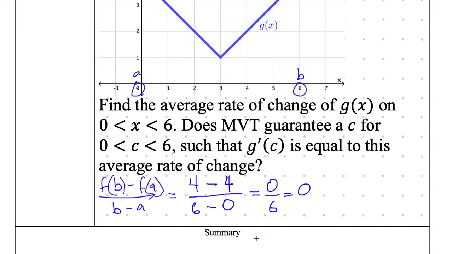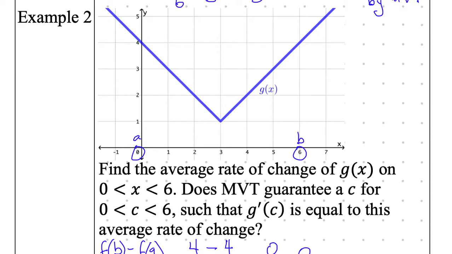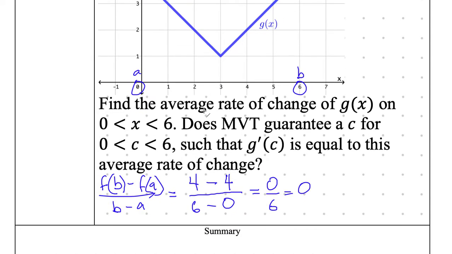Okay, so we found the average rate of change on that interval. The average rate of change on this interval, 0 to 6, is 0. And that makes sense because if I drew the line that represents the average rate of change, the line looks like this. It has a slope of 0, right? It all makes sense graphically. Okay, now it's saying, does mean value theorem guarantee somewhere in between A and B, that C is in between A and B, such that the tangent line slope is equal to the average rate of change? That's the answer. So we found it. That's the first half. We found that the average slope or the average rate of change was 0.